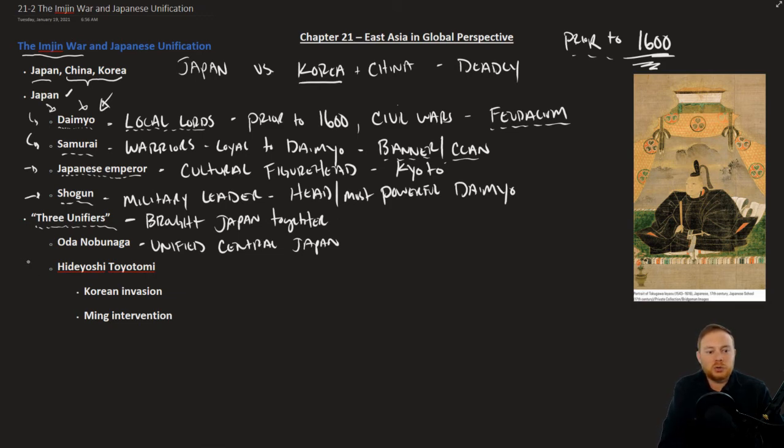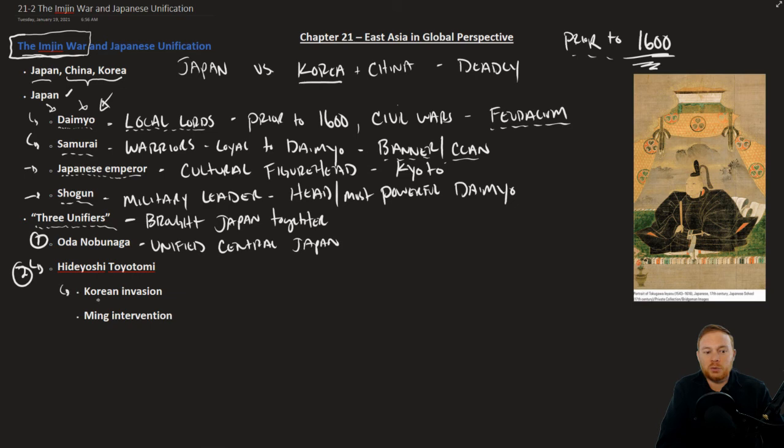Hideyoshi Toyotomi, he is the second. So first, second. And what Toyotomi is mostly known for was, in fact, the Imjin War and the invasion of Korea. This was to assert Japanese dominance in East Asia. This was to take control of trade in East Asia. But this was also an effort to make sure that the daimyo were not fighting each other, more importantly fighting him, and instead fighting enemies.